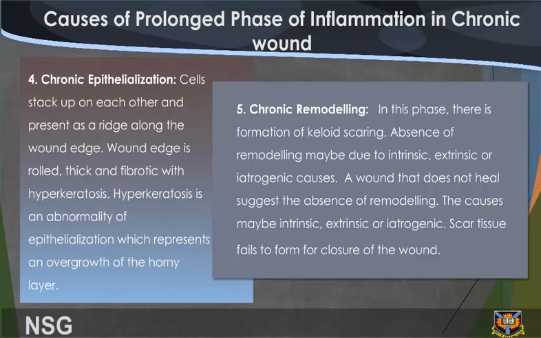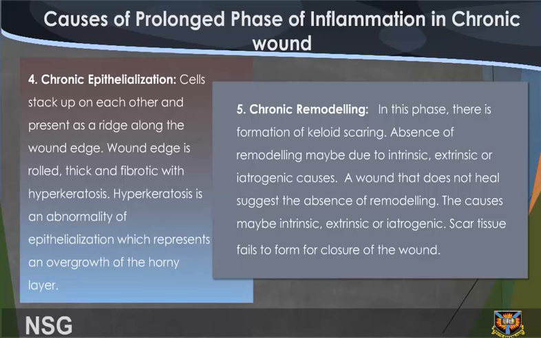4. Chronic epithelialization. Cells stack up on each other and present as a ridge along the wound edge. The wound edge is rolled, thick, and fibrotic with hyperkeratosis. Hyperkeratosis is an abnormality of epithelialization which represents an overgrowth of the horny layer.